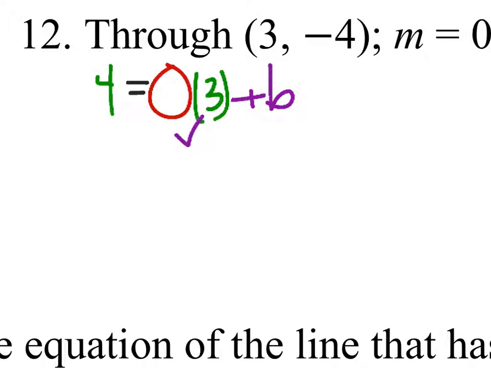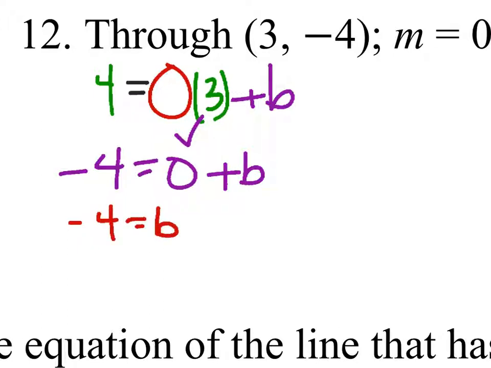So, 0 times 3 is 0, plus b. And this needs to equal -4, right? It's -4, that's what I meant. 3 times 0 is 0. Very good. Well, 0 plus what is negative 4? Yeah, good. -4 is b. So, when we write the equation, we got y equals 0x plus b, which is -4.